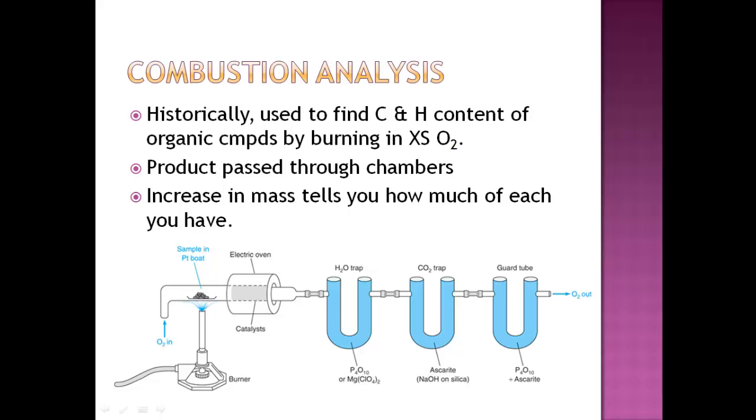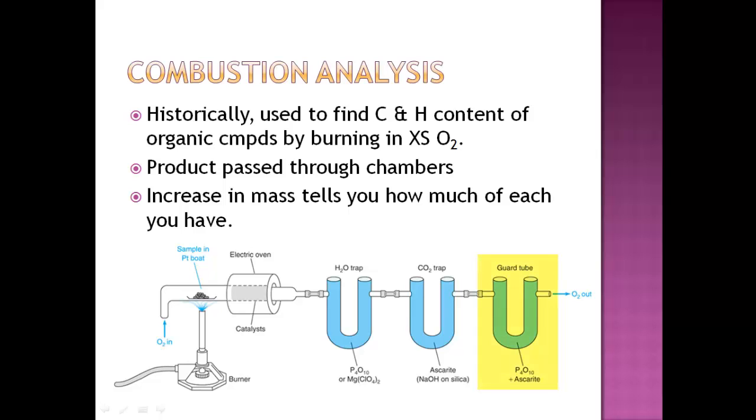After the oxidation happens, the products are then transferred over to these different traps. The first trap is your water trap. That is usually phosphorus pentoxide, which of course absorbs water. And then it goes through a chamber of ascarite, or basically sodium hydroxide on silica. That's going to be your carbon dioxide trap. So obviously the first trap is trapping the hydrogen, and the second trap is trapping the carbon. The increase in mass of each chamber actually tells you how much hydrogen and how much carbon respectively you had in the initial compound.